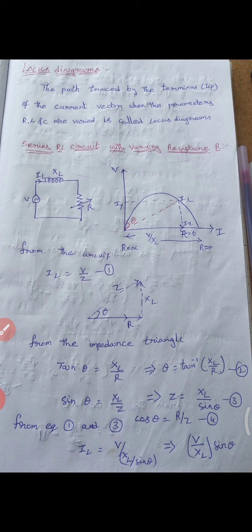So, let us see what a locus diagram is. What is the definition of the locus diagram? Here is the definition: the path traced by the tip of the current vector when the parameters R, L and C are varied is called a locus diagram.